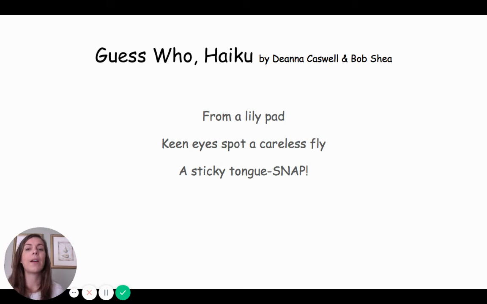Let's try this one. From a lily pad, keen eyes spot a careless fly, a sticky tongue snap. What was this haiku about? Yes, it's about a frog.